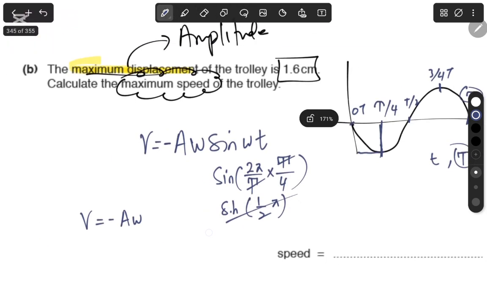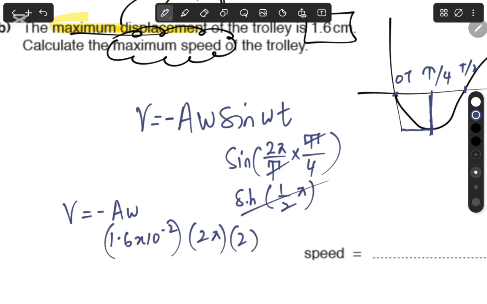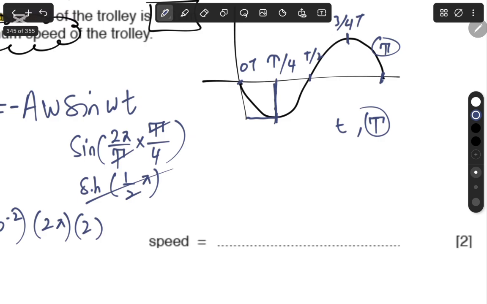From here, I know the amplitude is 1.6 times 10 to the power of minus 2, and I know the ω value is 2πf, and f is 2. So it's just going to be 4π. That gives me a maximum speed of 0.2 meters per second.